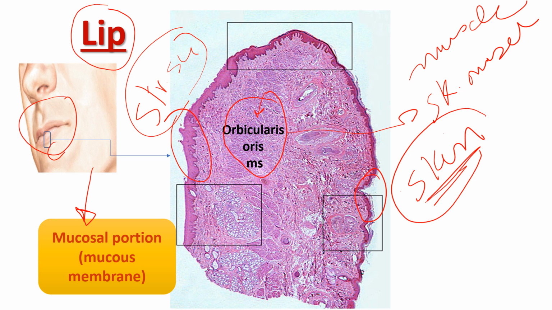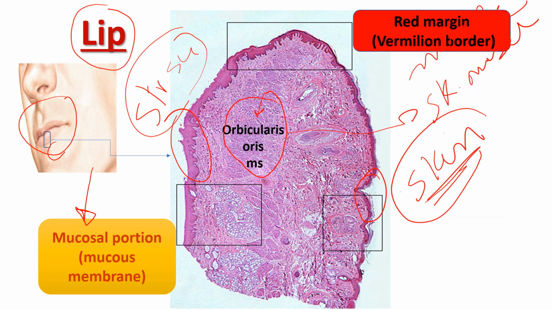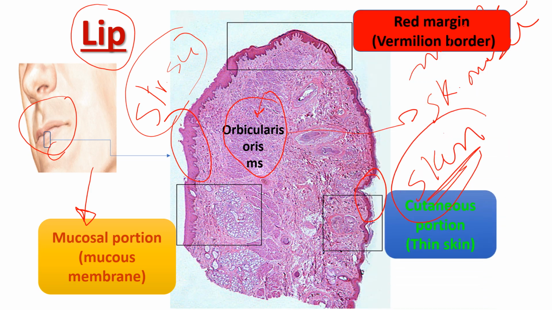So from inside, the orbicularis oris muscle is covered by lamina propria, which is part of the mucosa, formed of epithelium and lamina propria. The epithelium here is stratified squamous non-keratinized, and the lamina propria is a loose connective tissue containing some glands. From outside we have the cutaneous portion, or skin. The type of skin here is considered thin skin. In between, we have a red margin.